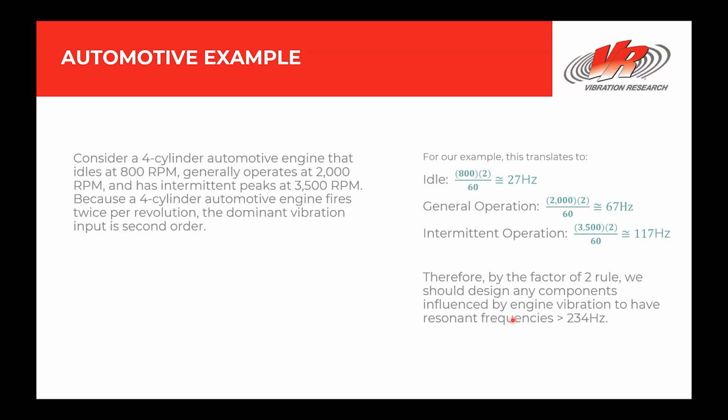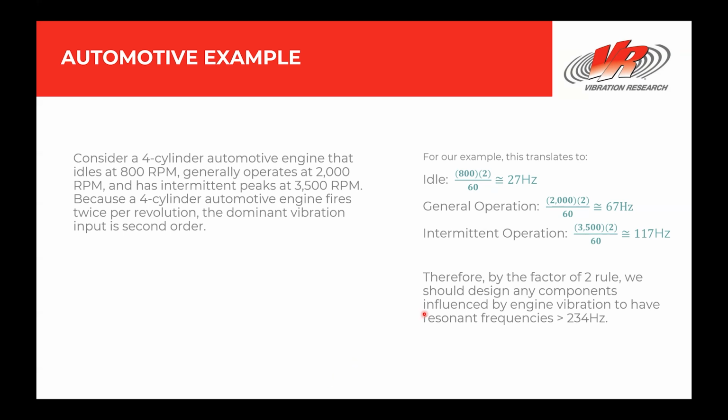So let's look at an example, an automotive example. In automotive applications, engine order frequencies are harmonics of the engine's rotational speed as well as firing frequency, which varies with the number of cylinders and the type of engine cycle, so a 2-cycle or a 4-cycle engine. So in this example, let's consider a 4-cylinder automotive engine that idles at 800 RPM, generally operates around 2000 RPM, and has intermittent peaks at 3,500 RPM. Because a 4-cylinder automotive engine fires twice per revolution, the dominant vibration input is second order.